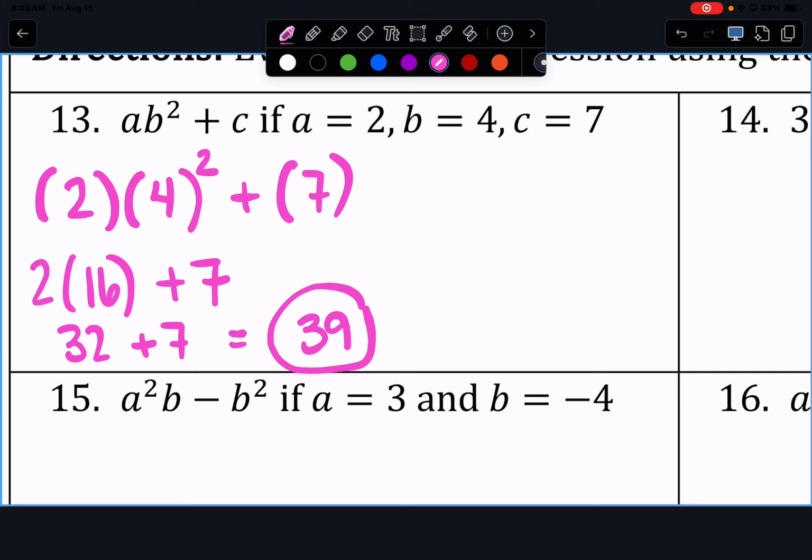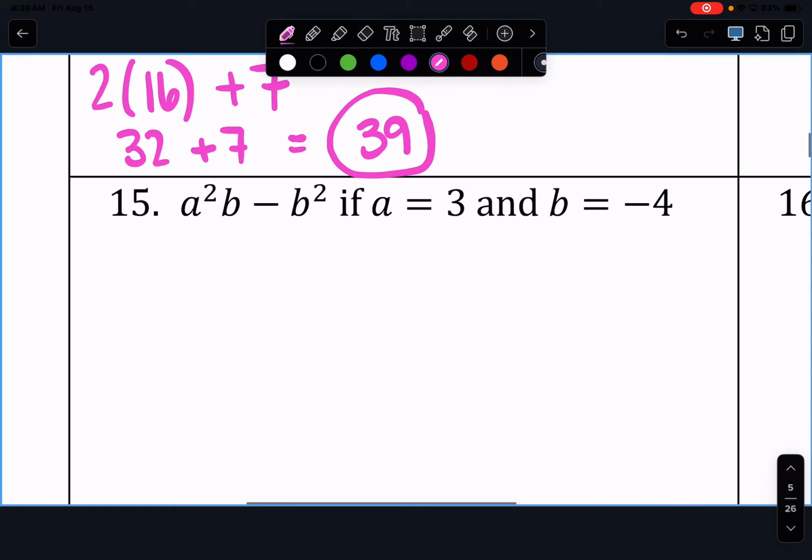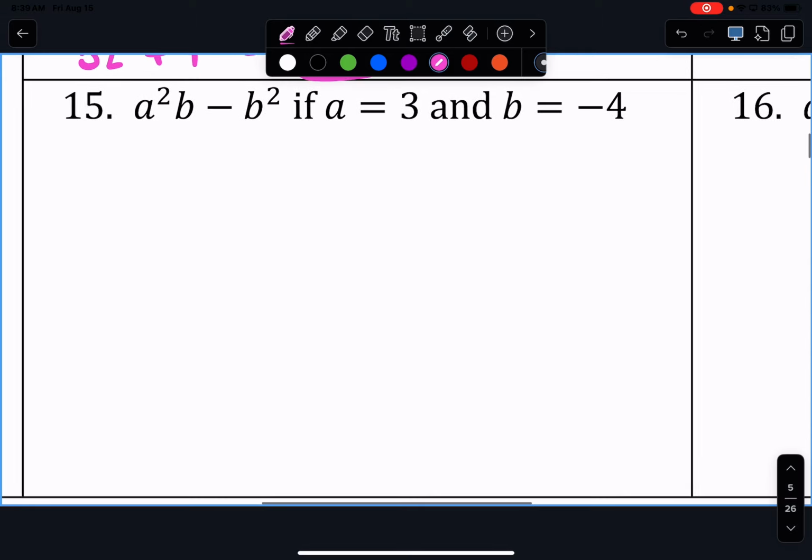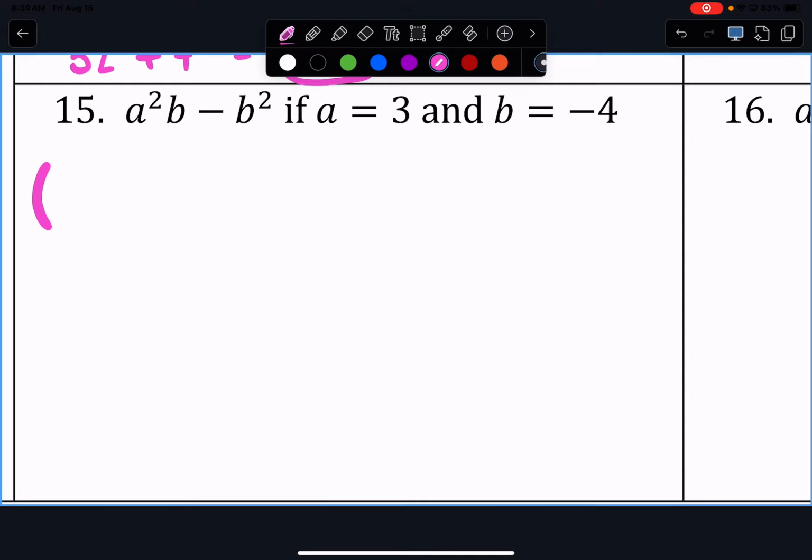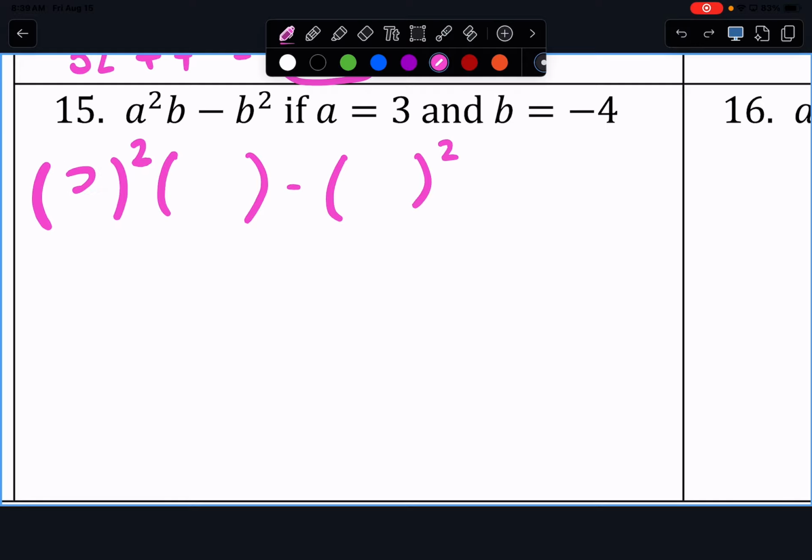All right, now we're going to look at 15. Same thing. So instead of A, we're going to put our parentheses. So A squared times B minus B squared. So what do I need to substitute in for A? And what do I need to substitute in for B? -4. And what should I do first here?